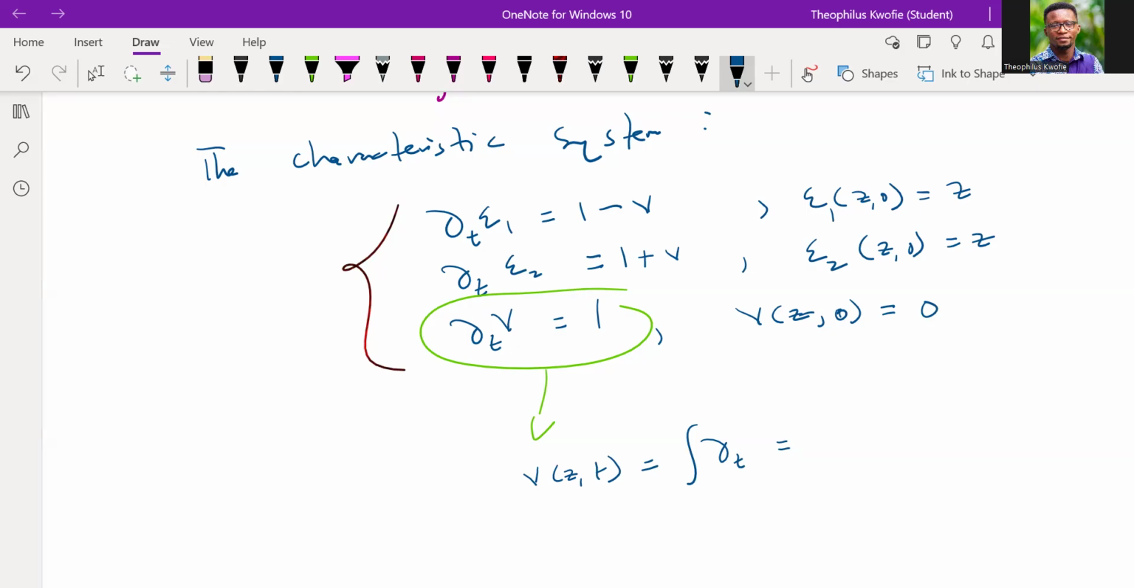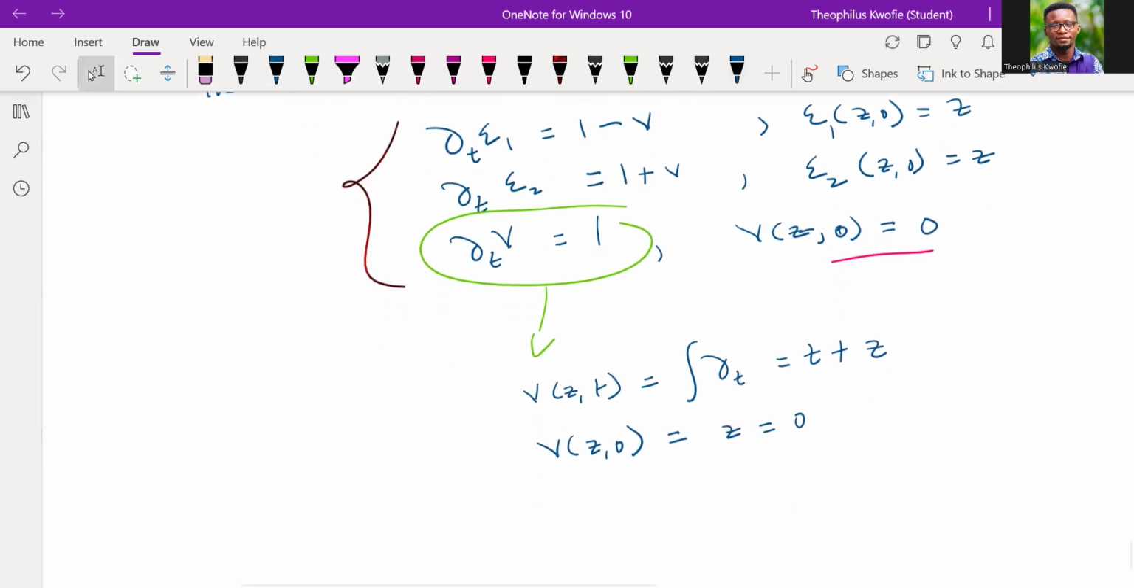That should give us what? That should give us t plus the constant, what? Z. But then remember, we need to employ the initial condition. Remember, we were given this initial condition. So when t is 0, we're going to equal that to 0, and that should give us z equal to what? 0. Okay, so on that note, we're going to have our v(z,t) should be equal to what? Just t.